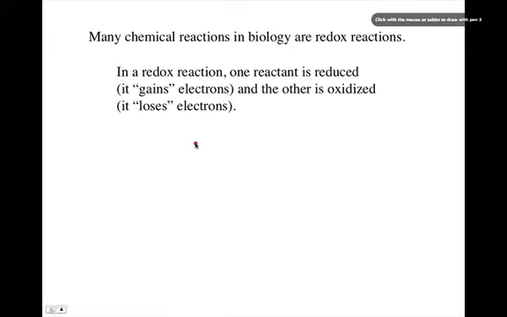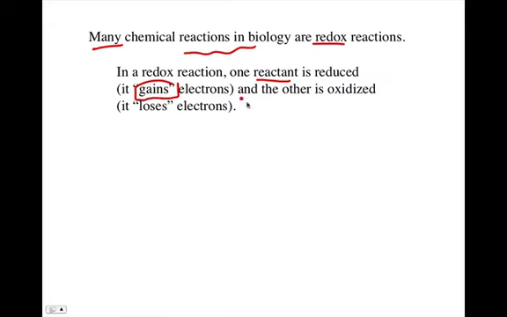The next thing I want to point out is that chemical reactions in biology are often what are called redox reactions. In a redox reaction, one reactant gets reduced, which means that it gains electrons in the process, and the other gets oxidized, it loses electrons.